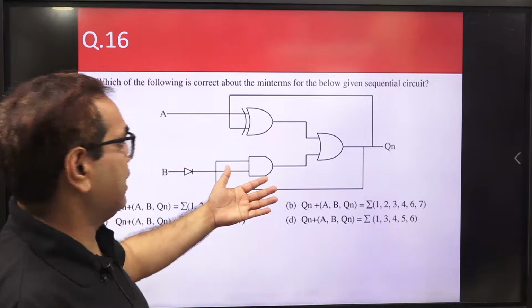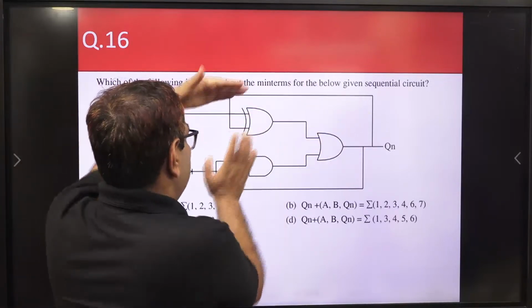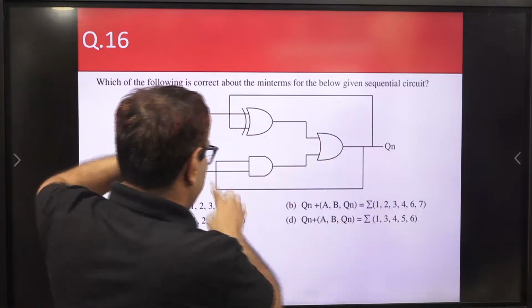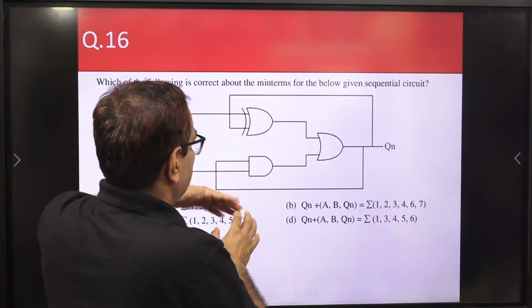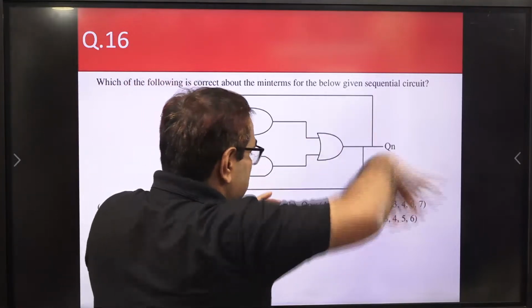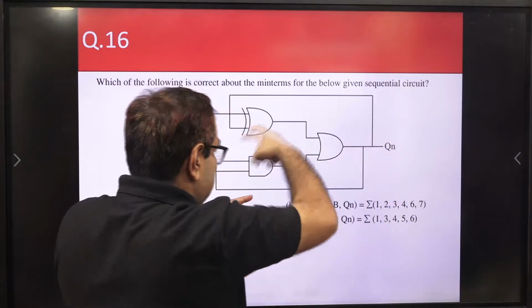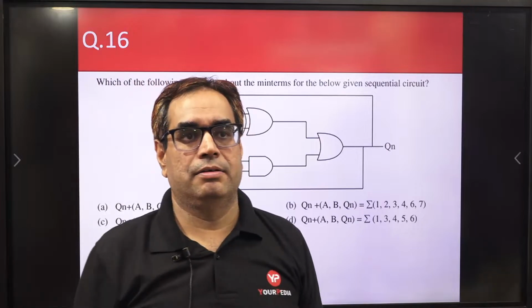We have a feedback arrangement. This Qn is going as the input. So this Qn and A will decide this, and this Qn and B bar will decide this. Okay, so this is an inverter. You know, there is an inverter here. So next state will be decided by using present state and the external input. So this happens in case of a sequential circuit.